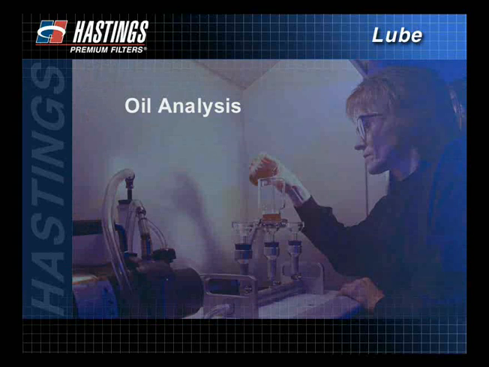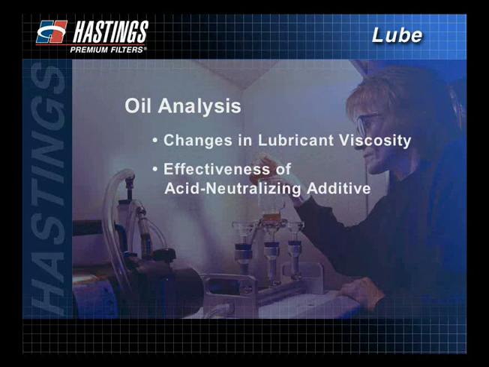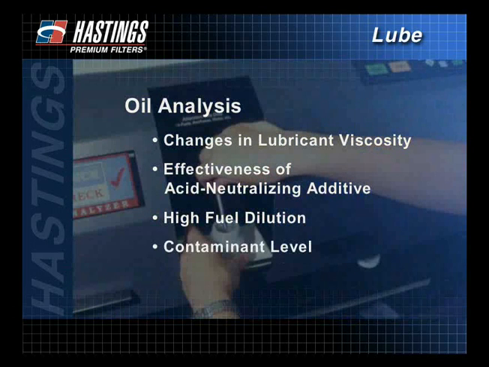An oil analysis can detect potential problems before catastrophic damage occurs. Lab technicians can detect changes in lubricant viscosity, whether it has thinned from fuel dilution or thickened from contamination. Tests can also check the acid neutralizing additive to make sure it's still guarding against corrosion. Flashpoint tests can indicate high fuel dilution. A measurement of insoluble particles will determine the contaminant level, and the final test for metallic content is invaluable in determining the location of wear in the engine.